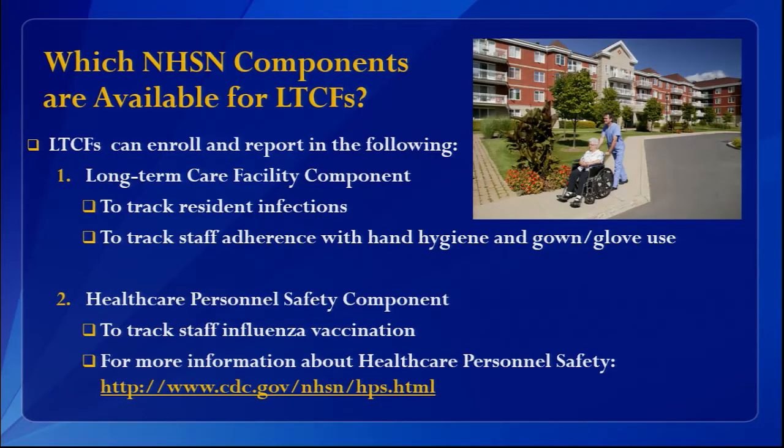So which NHSN components are available for long-term care facilities? Long-term care facilities have two components in which they can enroll and report. In the long-term care facility component, facilities are able to track resident infections as well as track staff adherence to hygiene, gown and glove use. And then you have the healthcare personnel safety component, which is also available to long-term care facilities. And within this component, facilities can track staff influenza vaccination.